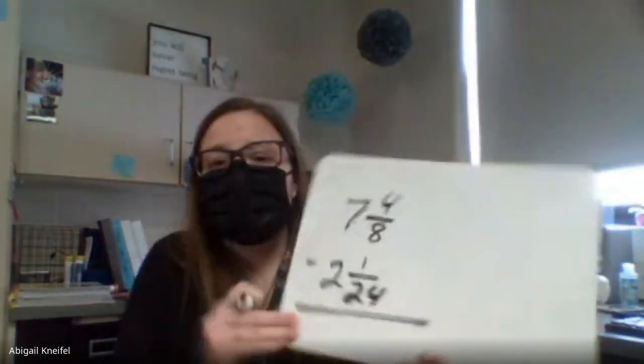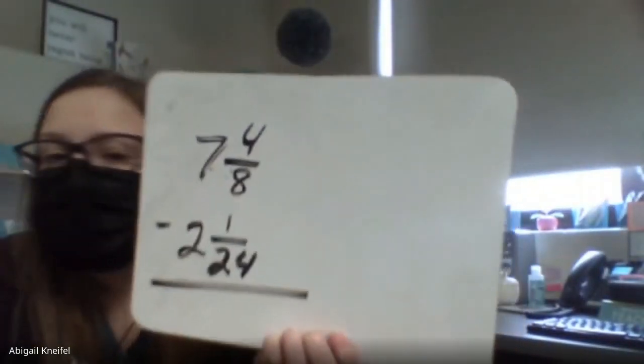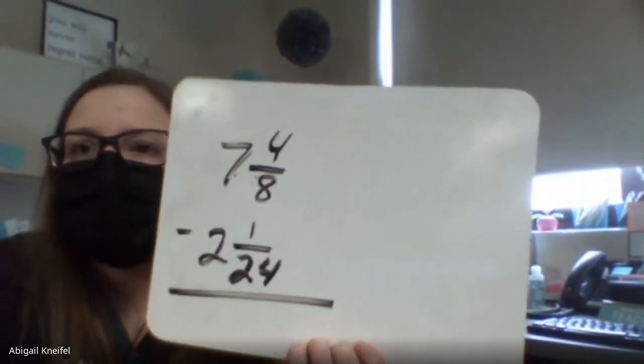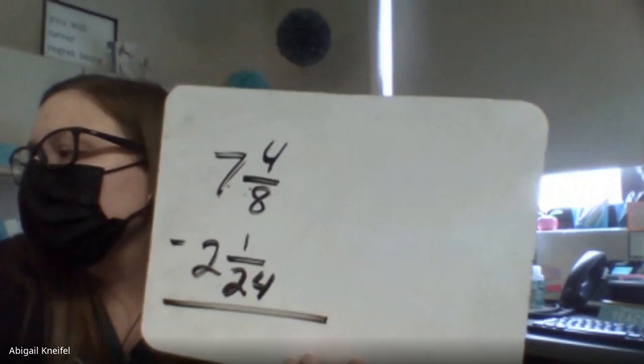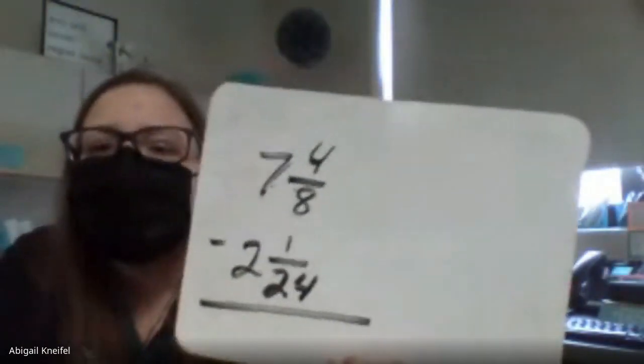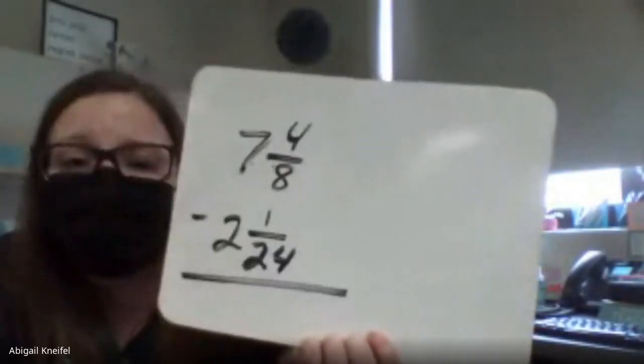Okay. 7 4/8 minus 2 1/24. Find your common denominator between 8 and 24. This is a subtraction problem, our final one of today. Unless you haven't had math, then you're going to do more there, I assume.